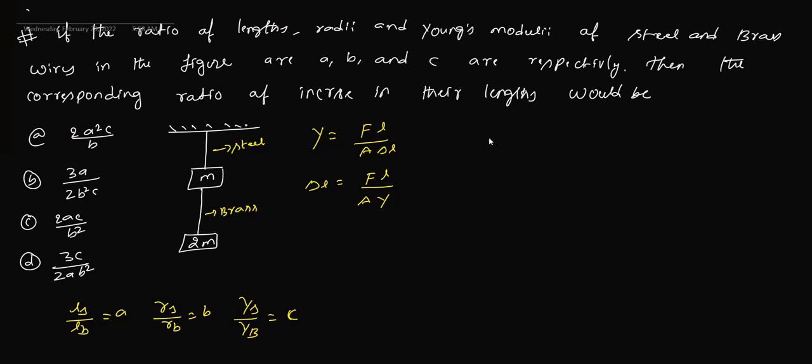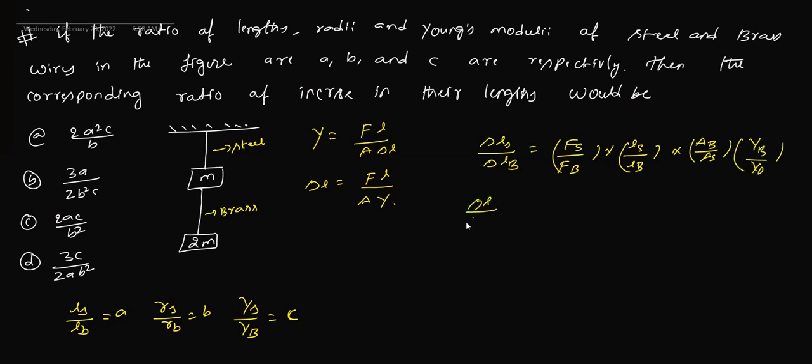So what we need to calculate here is delta LS divided by delta L brass. That is equal to FS by F brass into LS by L brass. Area is reciprocal, so it is AB by AS, and Young's modulus is also reciprocal, as it is in the denominator, so we write YB by YS. So delta LS by delta LB equals this; we need to substitute the values.